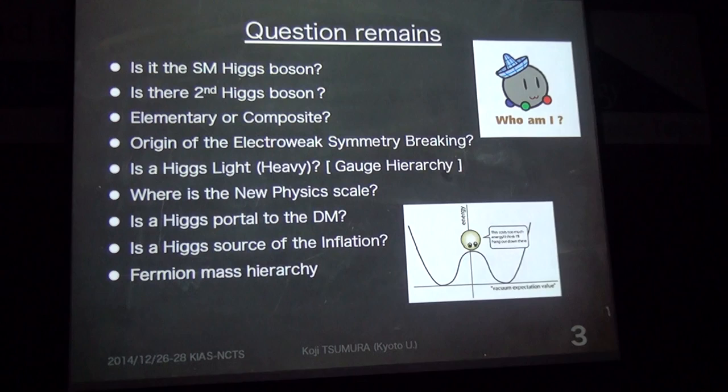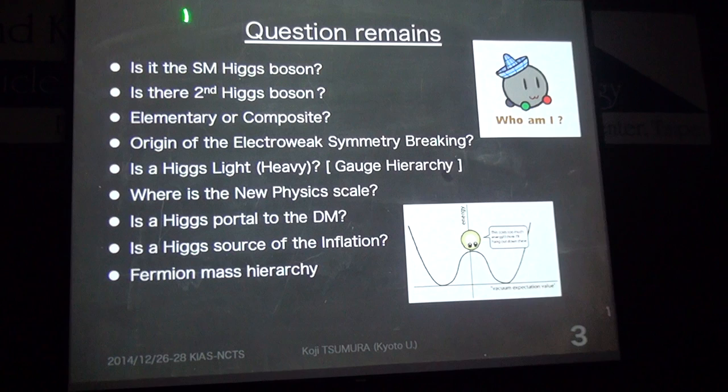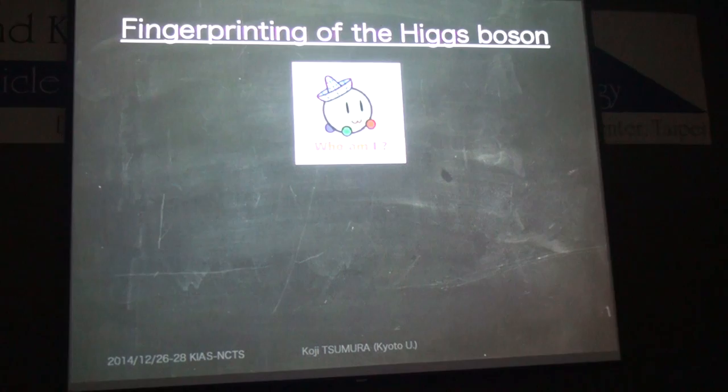Then, we still have many questions in the Higgs sector. The first question, of course, is whether it is the standard model one or not. We may have a second Higgs boson in the future. And more fundamentally, the question is whether it is elementary or composite, and the origin of electroweak symmetry breaking. So we have so many questions in the Higgs sector. So today I want to discuss how to fingerprint the Higgs boson.